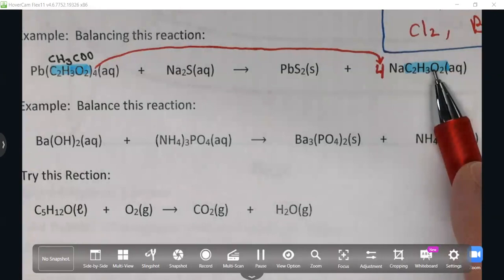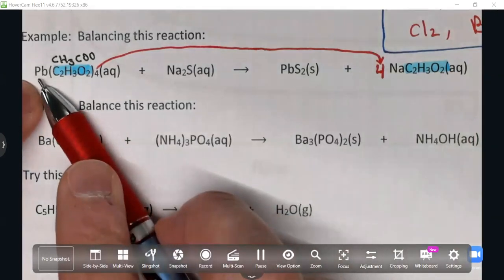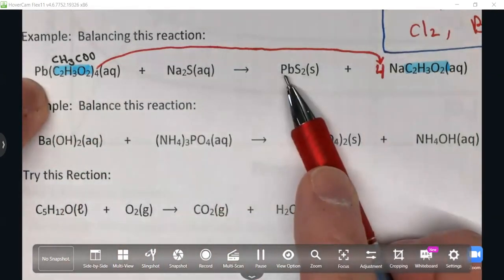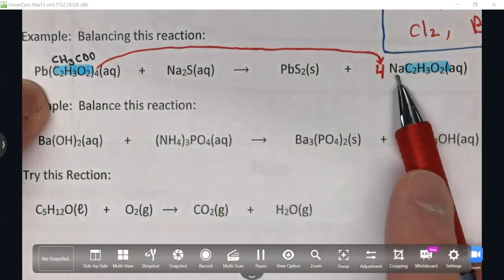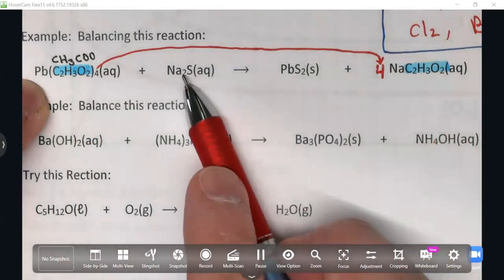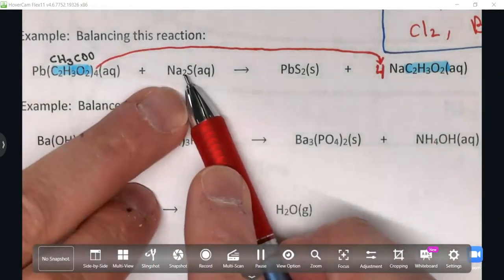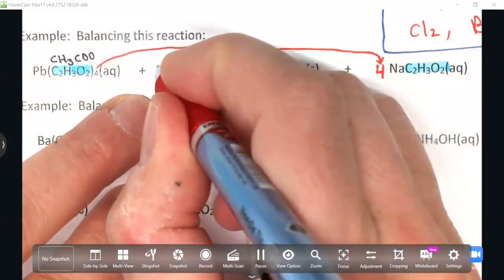Next, we should do metals. What metal do you want to do? Lead. 1 lead, 1 lead. What metal should we do next? Sodium, right? 4 sodiums here, 2 sodiums here. So 2.